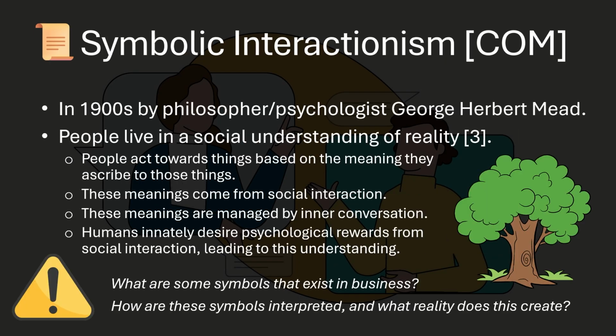The last theory we'll talk about in this lecture is symbolic interactionism. This theory was developed in the early 1900s by philosopher and psychologist George Herbert Mead, and it's based on a pretty simple idea. People don't just react to things in the world as they are, they react to the meanings they have given those things. And those meanings come from our social interactions. As we interact with other people, we learn what different words, behaviors, objects, and actions symbolize. Then, through our own inner conversations or our inner thoughts, we interpret these symbols and decide how to respond. In other words, the reality we experience is shaped by the meanings we've learned through communication.